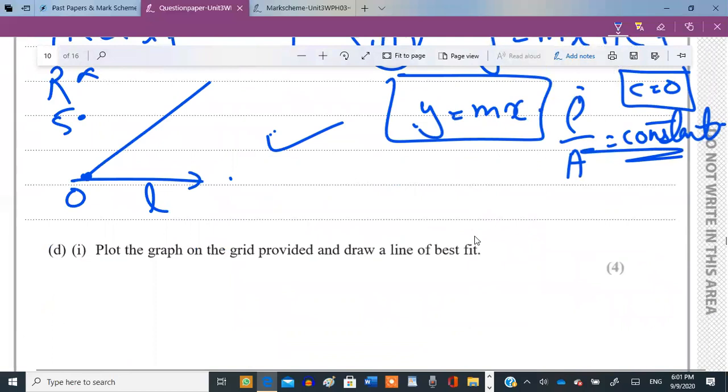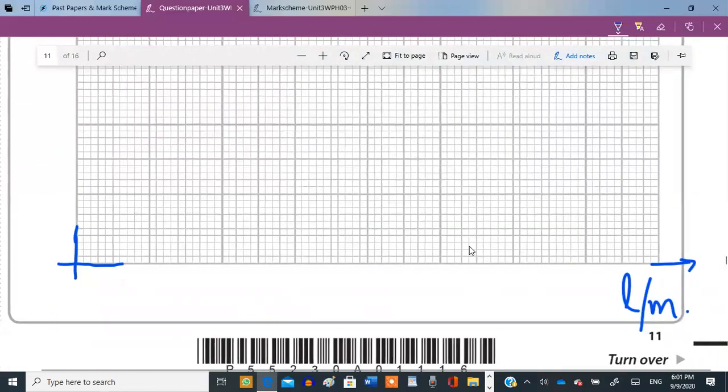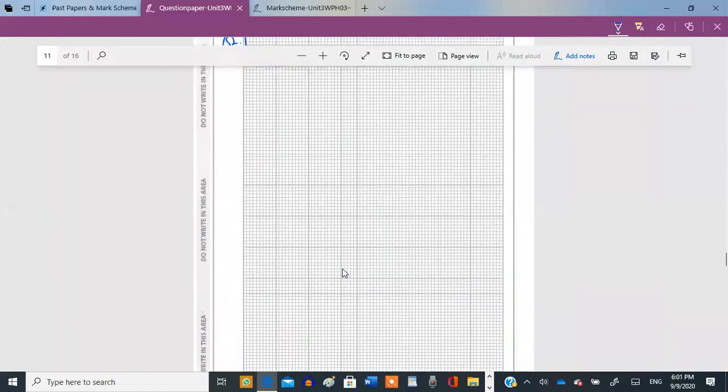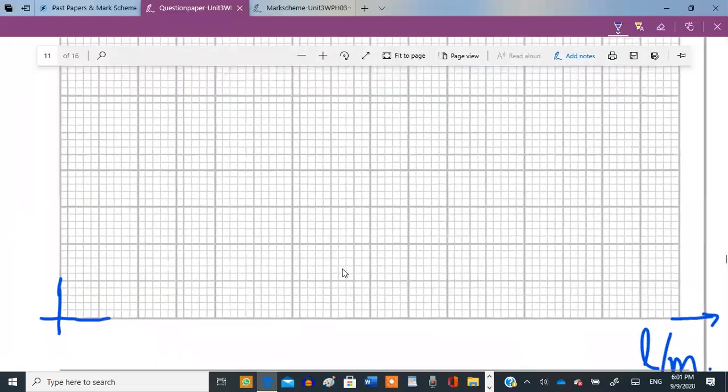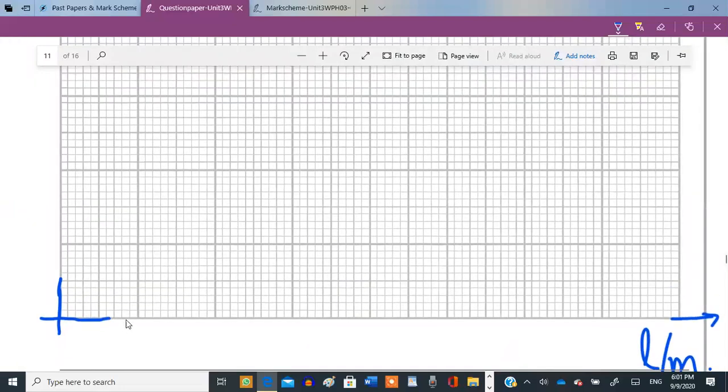And listen, your scale should be such that it covers more than 70% of the graph. If less than 50% of the graph is covered, you might not get full marks. So you need to use a scale that would cover the maximum possible area of the graph.